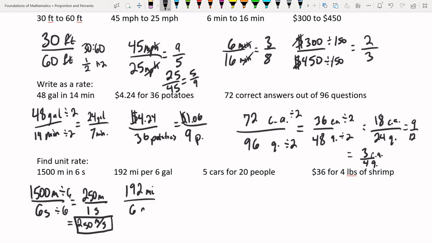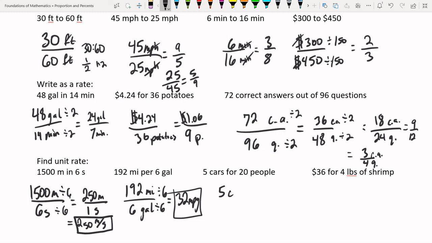192 miles in 6 gallons. This is miles per gallon, like the MPG for a car. 192 divided by 6 gives us 32. So we get 32 miles per gallon.